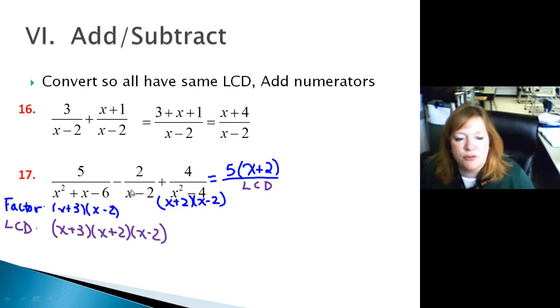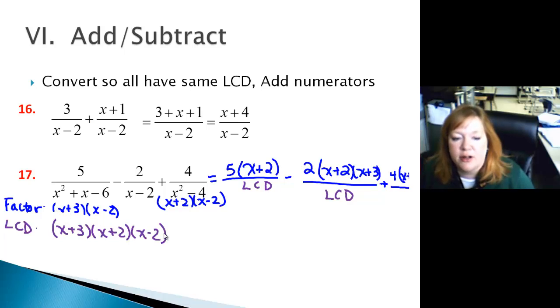For the next fraction, 2 over x minus 2, it's missing the x plus 3 and the x plus 2. So I have to multiply it times both of those things. And then it would be over my least common denominator. And the final fraction is missing the x plus 3. It has x plus 2, x minus 2. It's lacking this one to be over the least common denominator. So I'm going to have plus 4 times x plus 3 over the LCD. I wrote it this way just to keep it kind of simple.